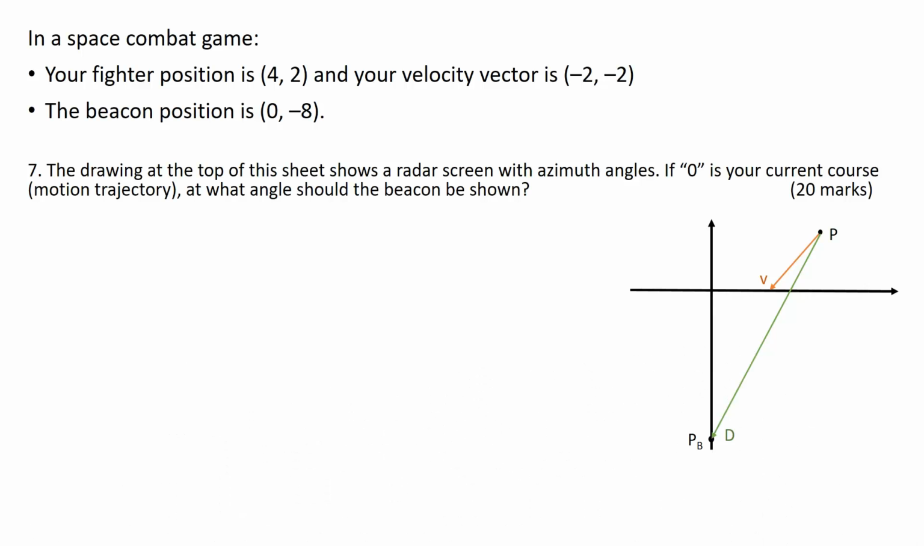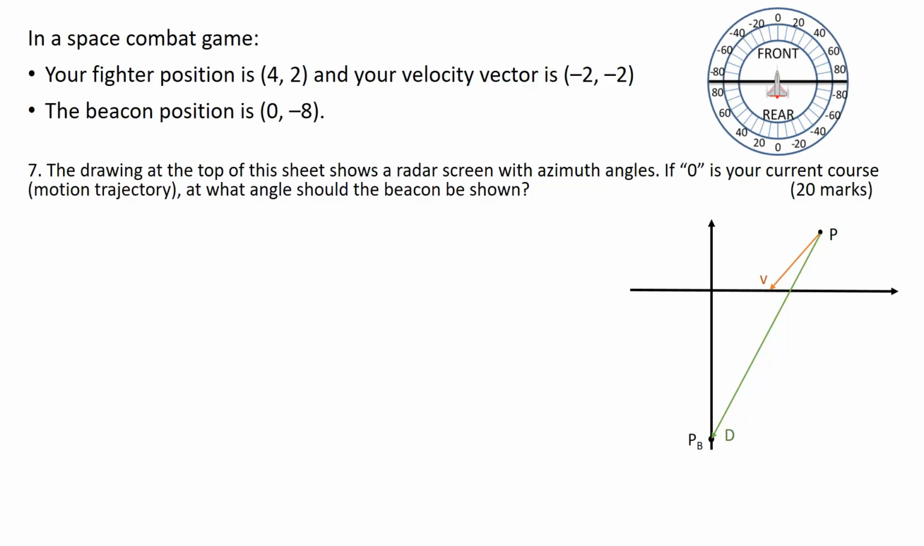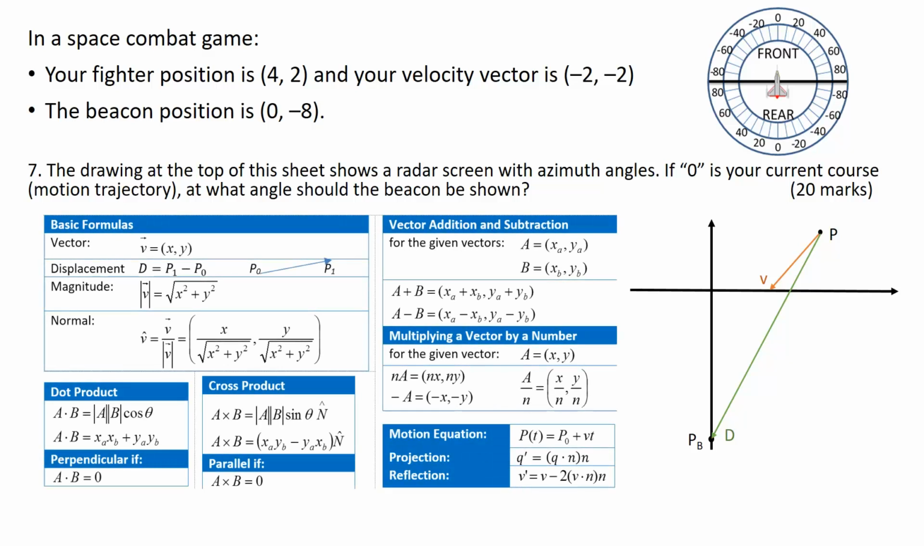In question number 7, we ask about the azimuth angle using a radar screen like this one. If 0 is your current course, the motion trajectory or forward direction, at which angle should the beacon be shown? To find this angle, a formula for the cross product should be used. It could also be the dot product, but cross product will be a little bit more convenient.